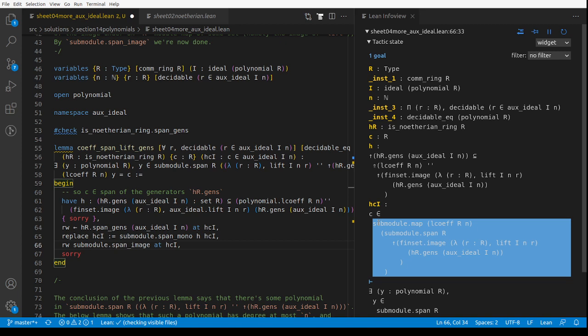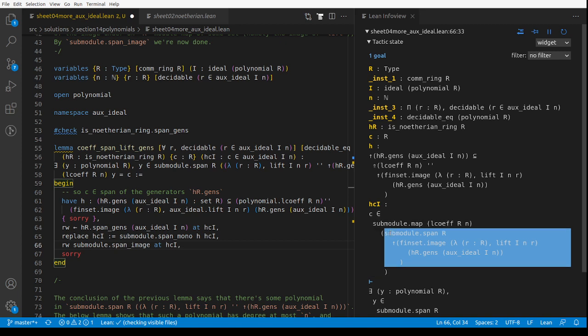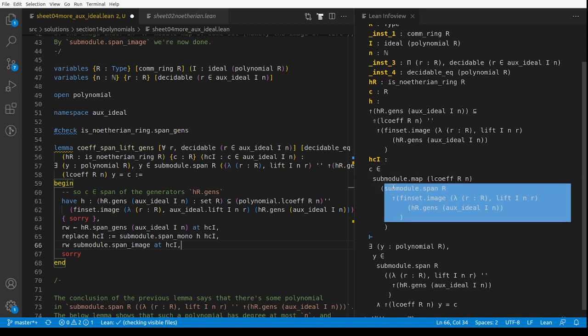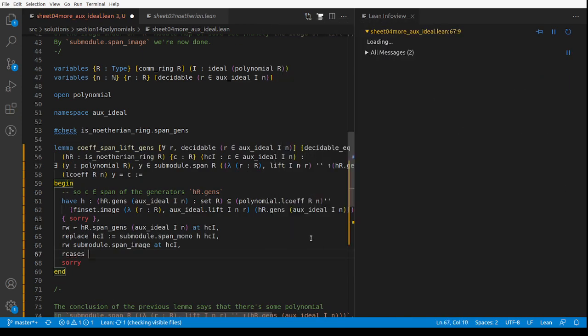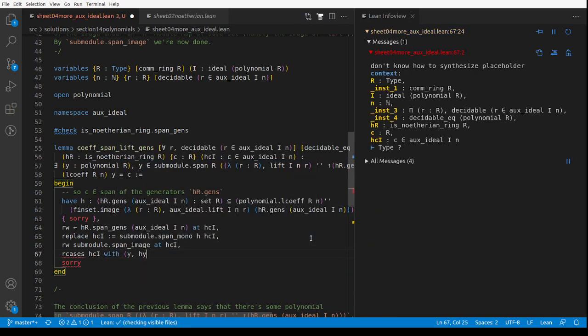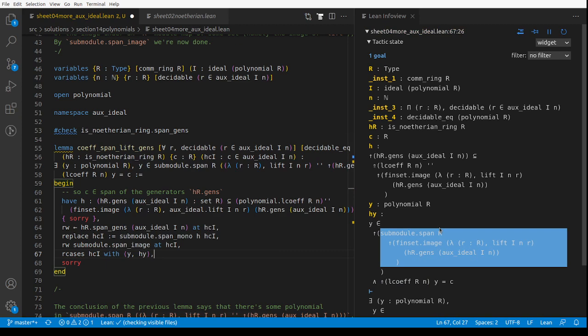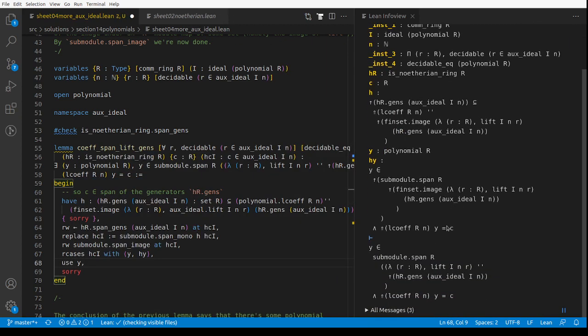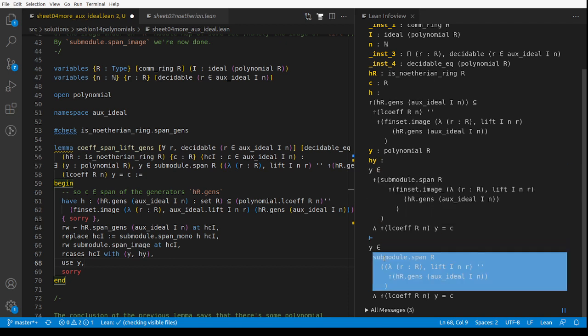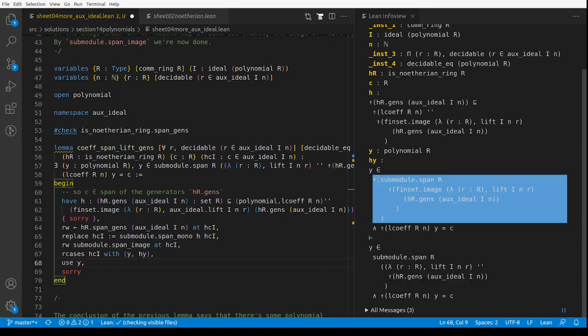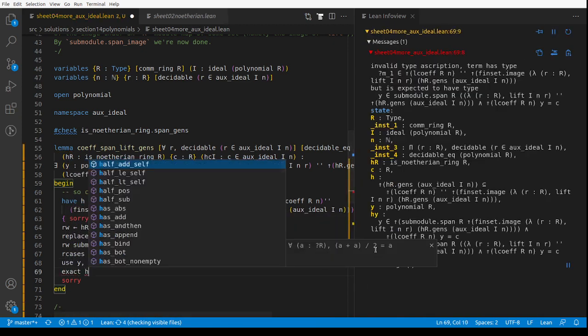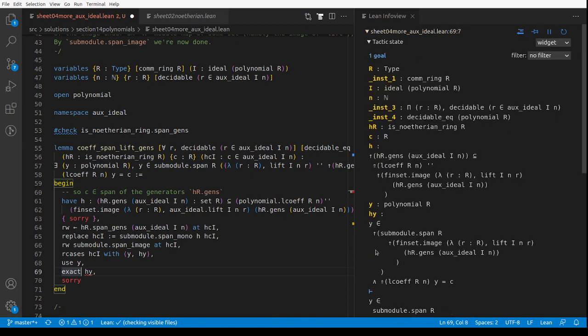And now we know that C is in the image of the span. Right, C is now in the image of the span of something. So that object, so now I can do rcases HCI with y, hy there, and then I can use this y. And now hy is in fact possibly exactly the same. We could try exact hy. Didn't work. What about try simpa using hy? That might work. That did work.